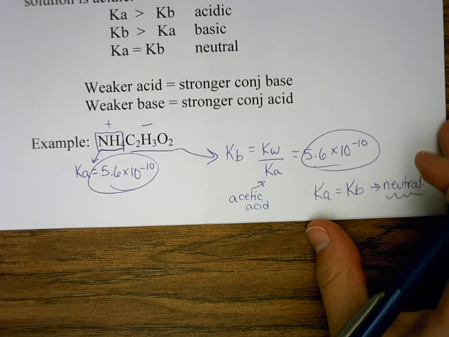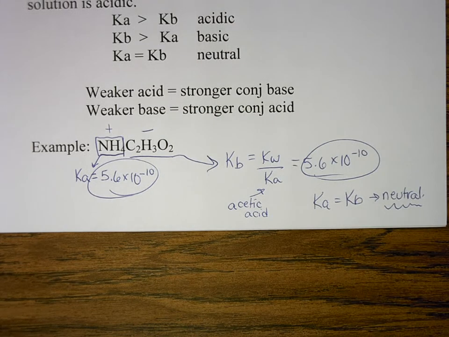If you went through and you figured out the Ka value for the positive end, and it was bigger than the Kb value of the negative end, then the Ka wins and the solution is acidic. If your calculated Kb value is bigger, then the basic part of it wins, and so the solution is basic.